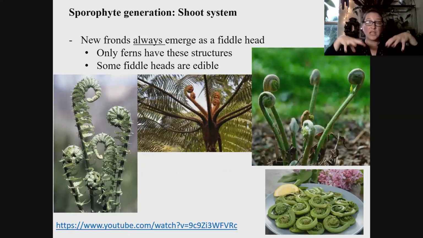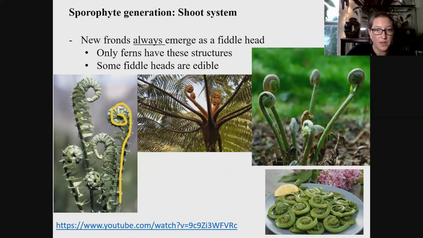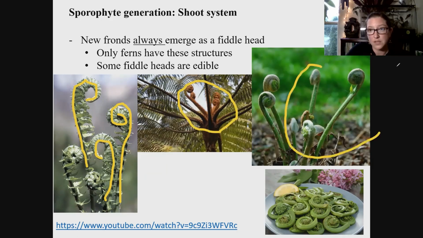So when fern leaves come out, they always emerge as this thing called a fiddlehead. And ferns are the only types of plants that have fiddleheads. If you ever see a fiddlehead, which is kind of like a curly Q, if you ever see leaves emerging like that, you know you're dealing with a fern. Look, here's some fiddleheads on a tree fern. Look, here's some fiddleheads emerging from soil.